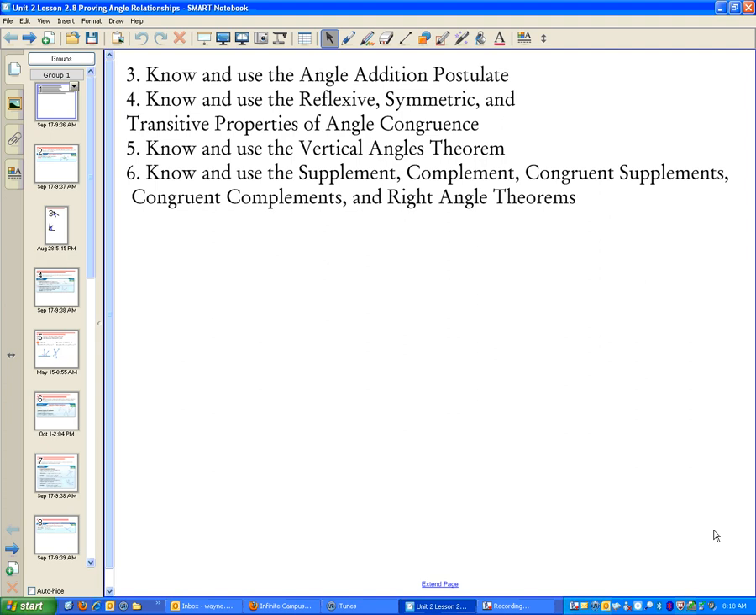We've done that. Know and use the supplement theorem. We've done that. Complement theorem. We've done that. Congruent supplements and congruent complements. We'll have to talk about those. And right angle theorems. I think we've probably used all of those at some point.